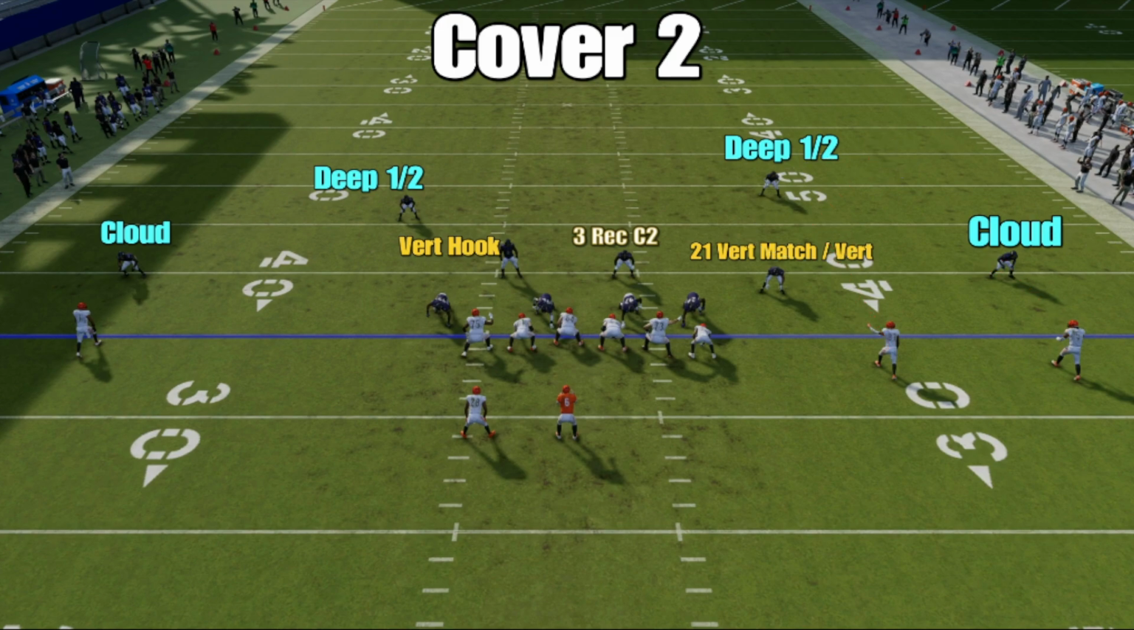Okay, but in an instance like this, now there's a lot more stress on this safety, okay, to where he can get horizontally stretched with both of these deep routes down the field. So to relieve that stress, when you get 2 vertical patterns, it makes so much sense for this guy to match this route to relieve some of that stress and that pressure on the safety. Okay, so keep that in mind when it comes to cover 2, because that plays a part into a later coverage.